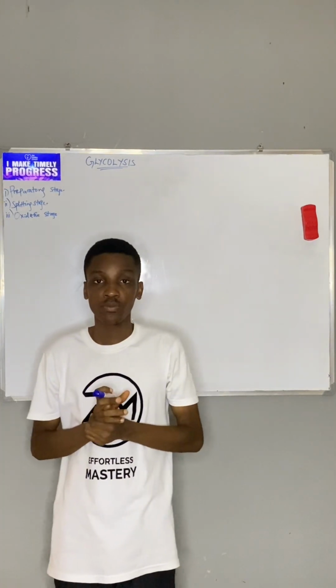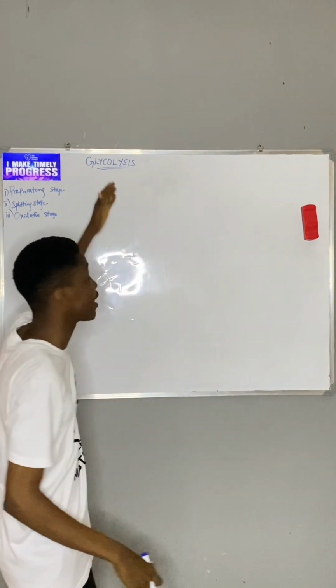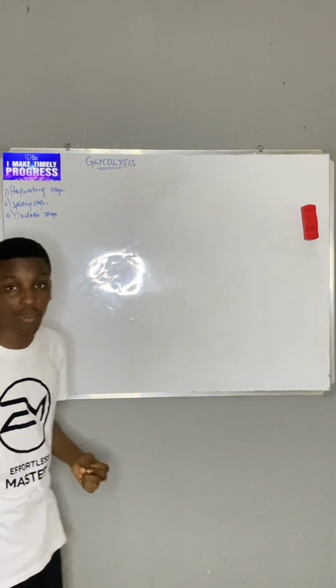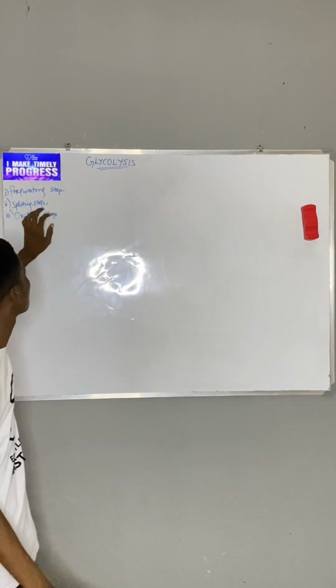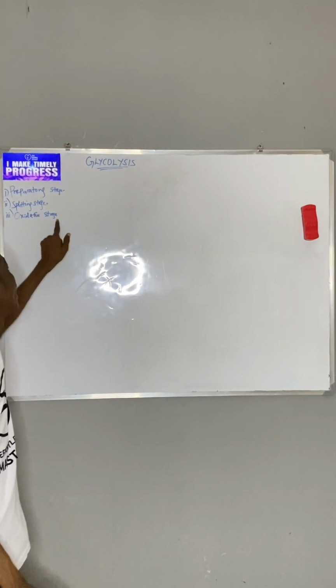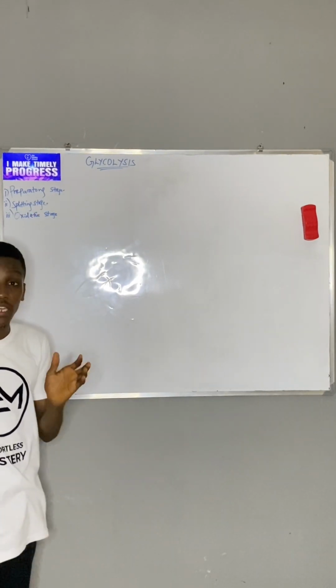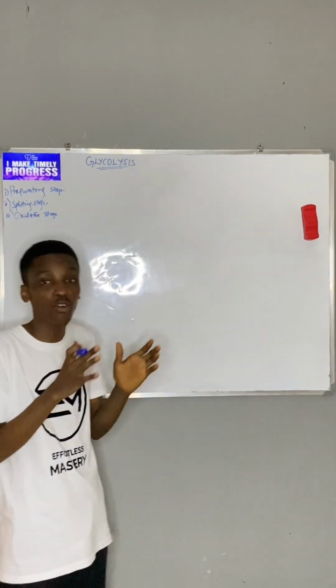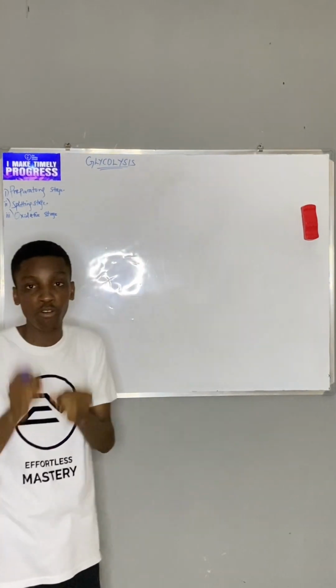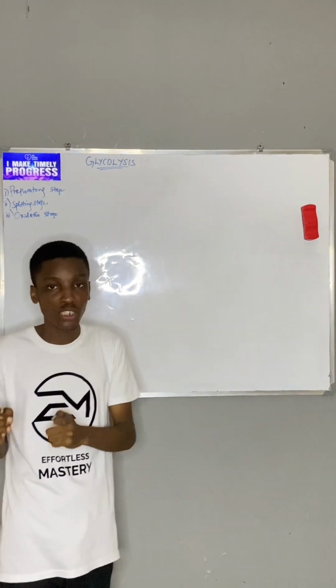To our YouTube channel as we continue on glycolysis. Now, we had earlier established that glycolysis has 3 stages: preparatory stage, the splitting stage, and the oxidative stage. We established that this process, glycolysis, is a process whereby glucose is being split to give pyruvate. The essence is for energy production.